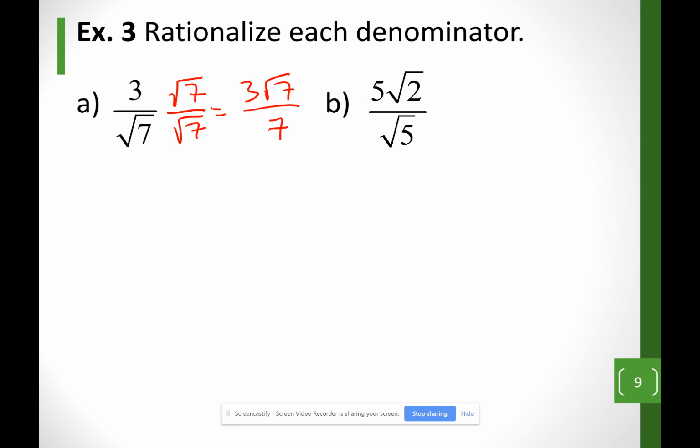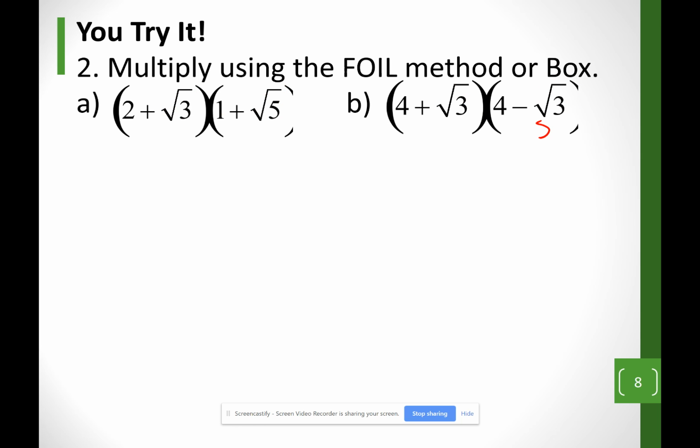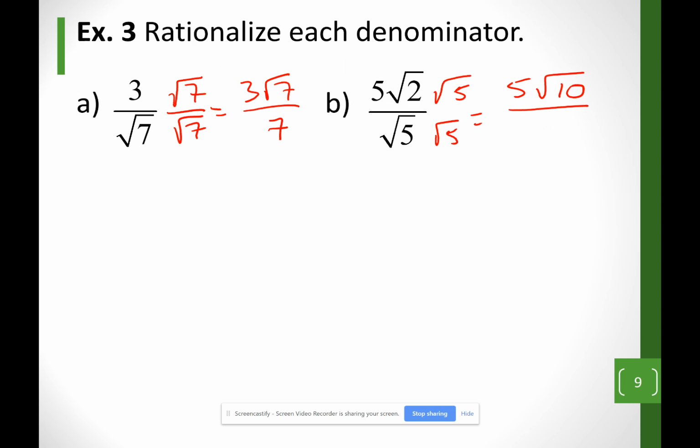That's it. Looking at part B, I'm going to multiply top and bottom by radical 5. So I have 5 radical 10 over 5. The radical on the top is simple. However, 5 divided by 5 is 1. So I'm just going to have square root of 10.